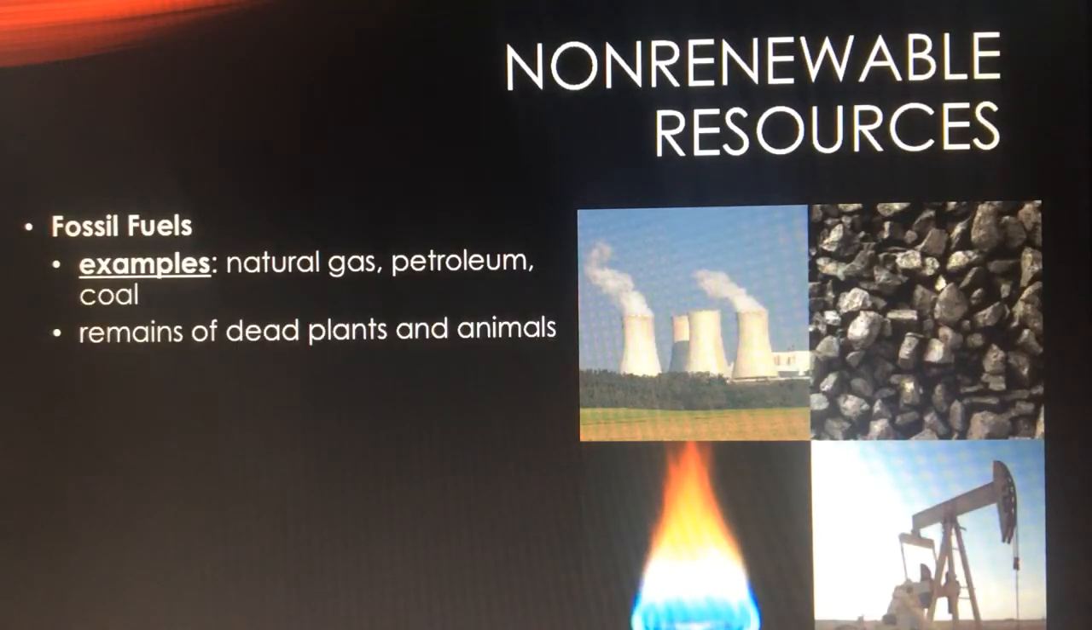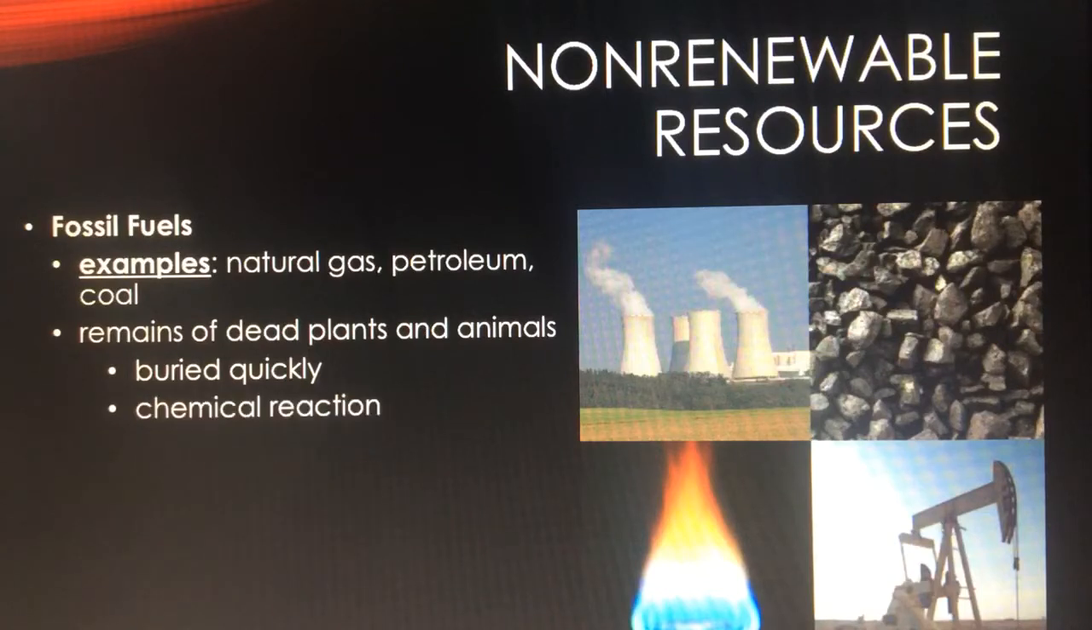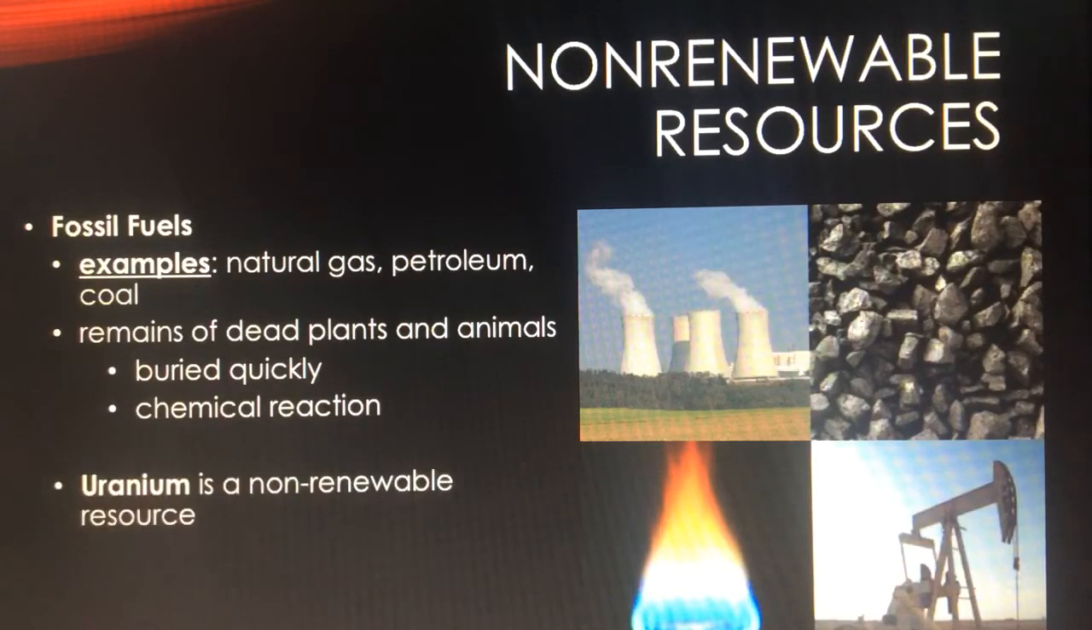In order to make a fossil, plants or organisms have to be buried under sediment quickly, and a lot of sediment. And all that pressure of the sediment compresses it into a fossil. Well, sometimes instead of a fossil, a chemical reaction will happen and they'll be turned into these fuels. Uranium is a non-renewable resource, but it's not a fossil fuel because it's not made like fossils. It is a mineral, but it's highly dangerous because it's radioactive.